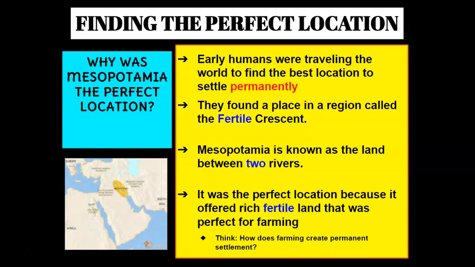Where do we think that this fertile land came from? These people migrated out of Africa and usually are crossing through very barren and deserted areas. So they just all of a sudden find fertile land. Where does it come from? And think about it. How does farming create permanent settlement? Why do we think Mesopotamia was the perfect location?